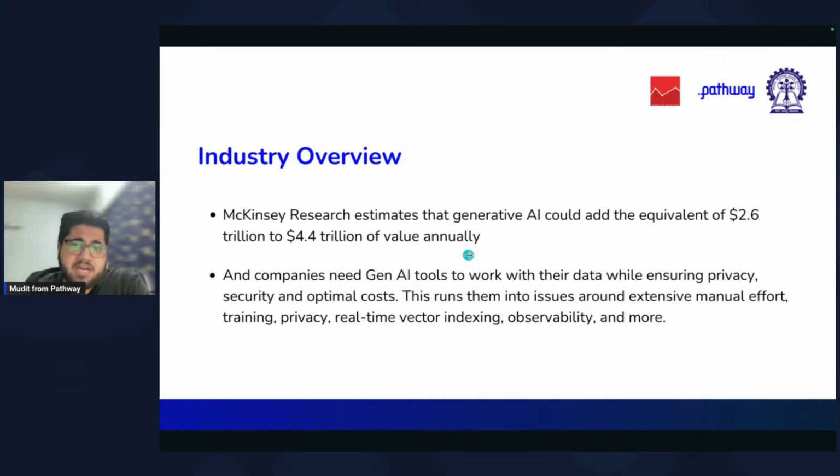If you look at it from a company's angle, they need Gen AI tools like ChatGPT and Google Gemini, previously Bard, to work with private data while ensuring privacy, security, and optimal cost. These are very common concerns. Apart from that, this data is getting updated in real time, so that would need something called real-time vector indexing. We'll understand what that is quickly.